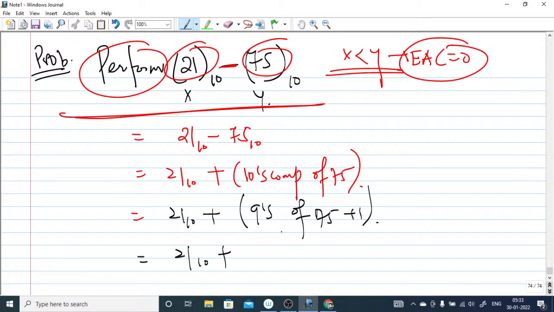It is a very easy concept, and hopefully everyone understands what I'm trying to convey here. You will not find this kind of content anywhere. Many people falter whenever they do complement problems. They do not understand the meaning of EAC and all these things, and everyone just mugs up. So please keep this in mind. Now, the 9's complement of 75.